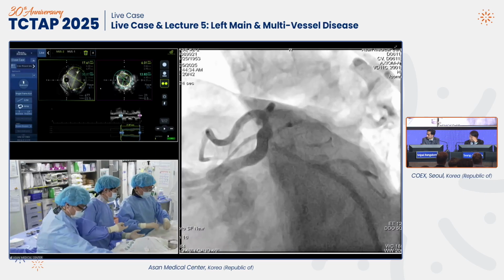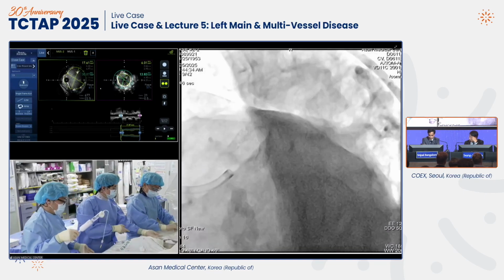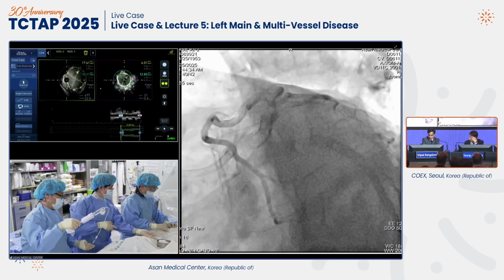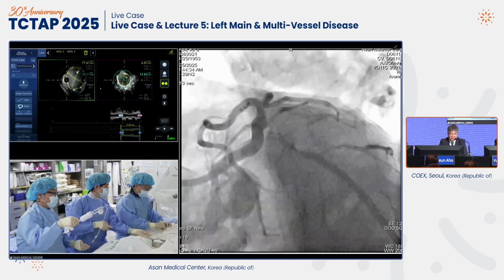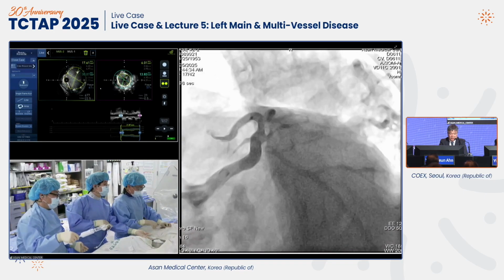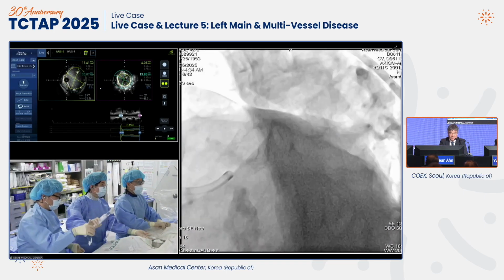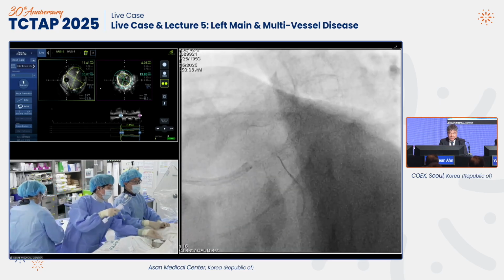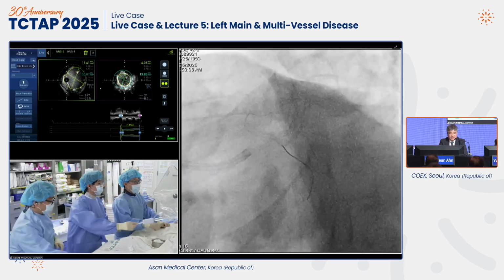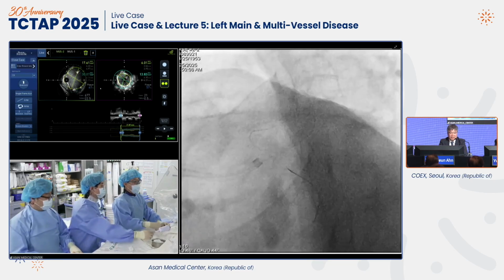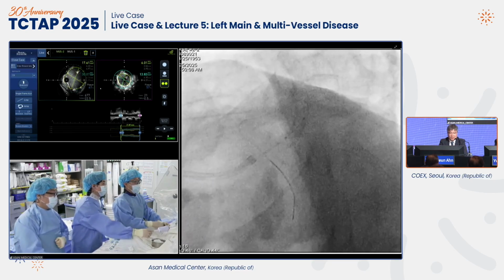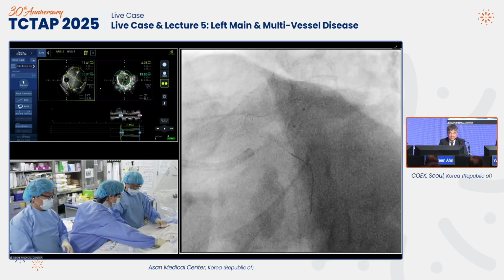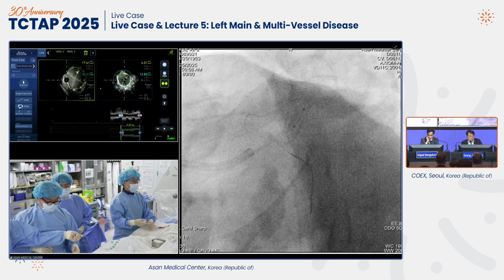Yeah. Okay, so I think DCB might be possible, but it's a very heavily calcified region. So when we try to make a very good preparation of the region, maybe we will have a very big dissection. So I wonder that DCB is not so good an option in this situation. Maybe stent implantation is much better. Great. So how would you do that, Dr. Park?